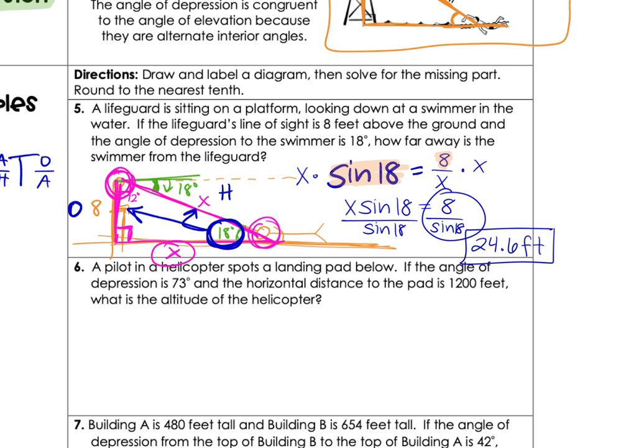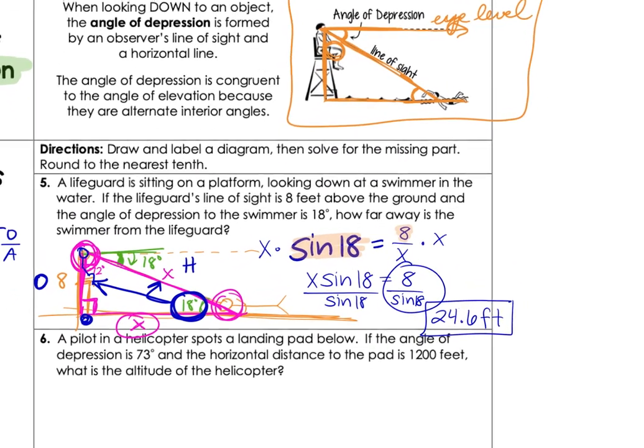If the lifeguard's line of sight is 8 feet above the ground and the angle of depression to the swimmer is 18 degrees, how far away is the swimmer from the lifeguard? I'll make sure the wording is very clear, because I guess you could argue either one of those. In my head, the lifeguard's here, so the lifeguard isn't here because they're elevated.